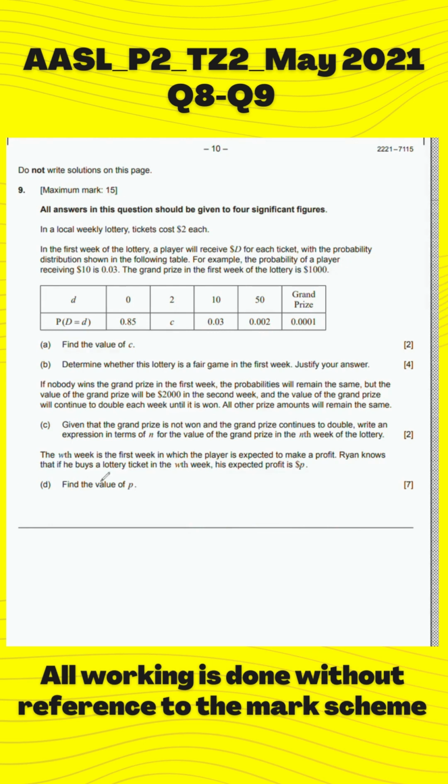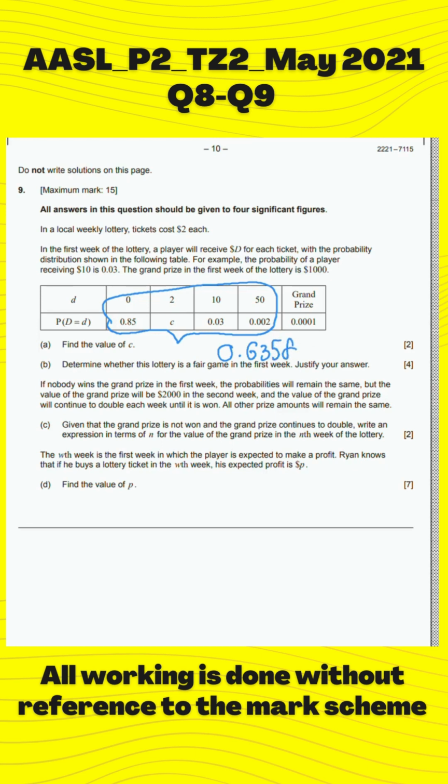Okay, D, find P, which is the expected profit. So if you want to gain profit, the expected value here must be bigger than 2. So first we will find the expected value for this group first. So it will be 0 multiplied with 0.85 plus 2 multiplied with 0.1179 plus 10 multiplied with 0.03 and plus 50 multiplied with 0.002.